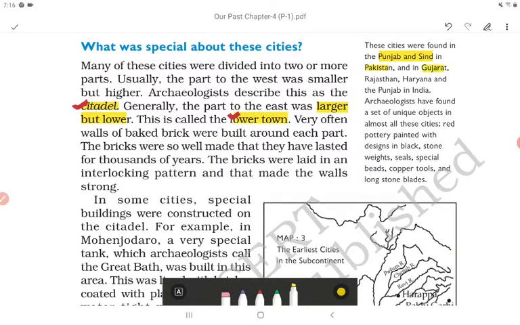and in Gujarat, Rajasthan, Haryana, and Punjab in India. Archaeologists have found a set of unique objects in almost all these cities. Red pottery painted with designs in black, stone weights, seals, special beads, copper tools, and long stone blades.